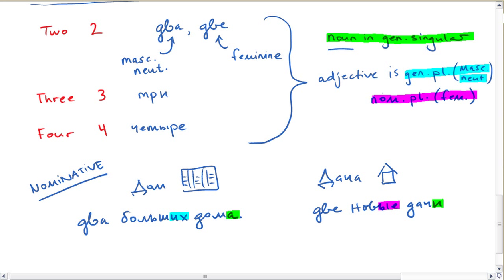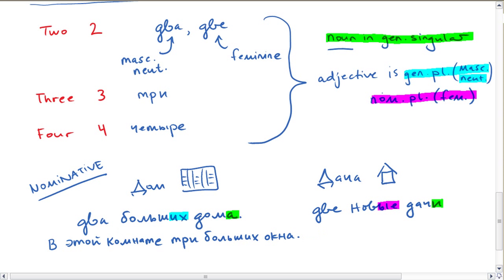We can do one more example. В этой комнате три больших окна. We've got 3, and our noun should be in the genitive singular, and it is, and our adjective should be the genitive plural, right, because this is a neuter noun, okno.